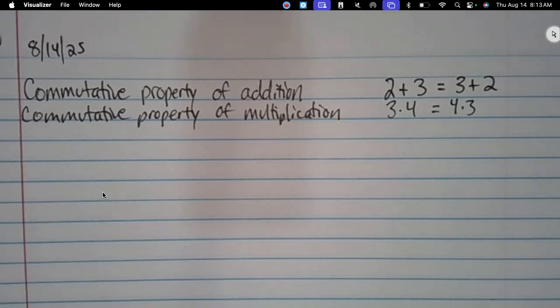Yes. I know this might be a little boring, but it's just something you have to learn, you have to memorize.